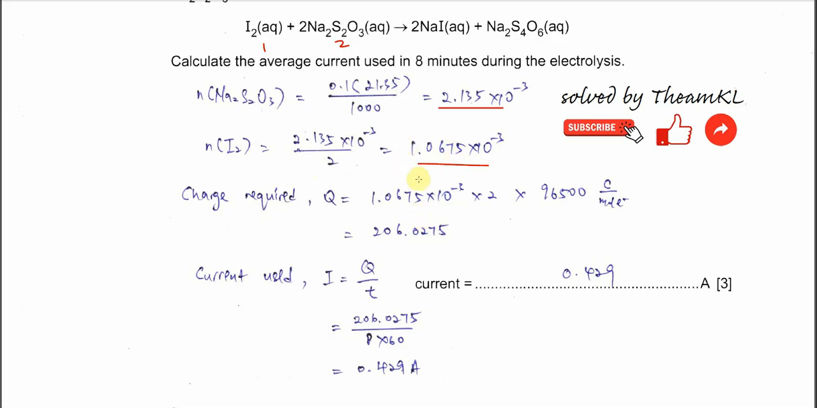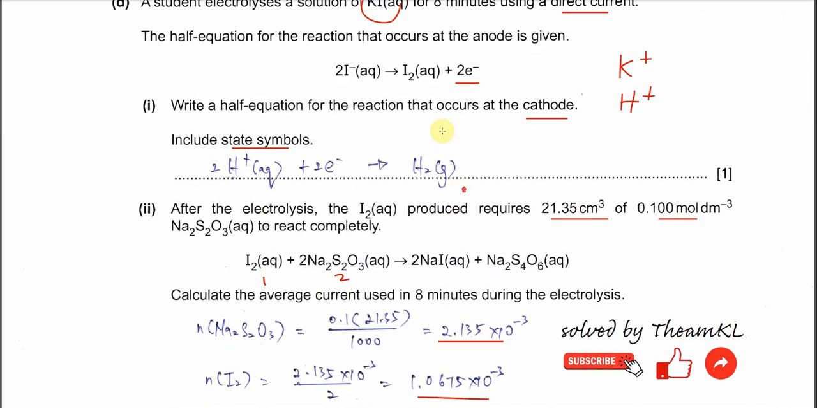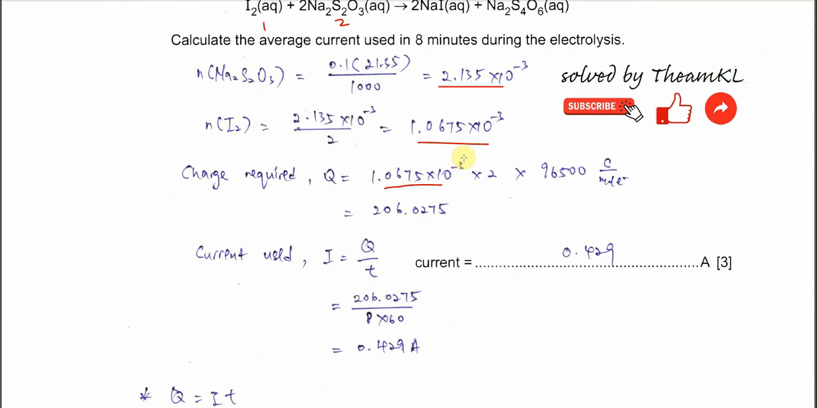Okay, so this one we need to use the moles that we calculated just now times 2. So from here we already know it involves 2 moles of electrons to produce 1 mole of iodine, which means when 1 mole of iodine is produced, we release 2 moles of electrons. So here we need to times 2. Then we need to times the Faraday constant. The Faraday constant is 96500 coulomb per mole of electrons.